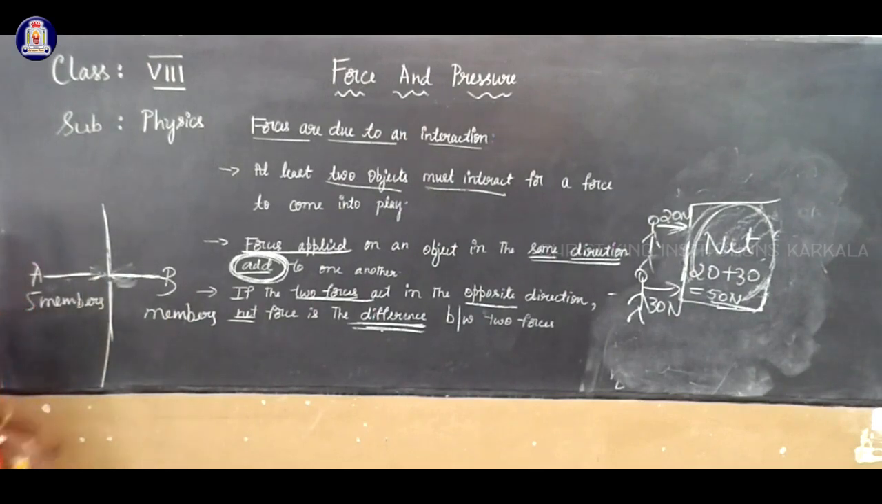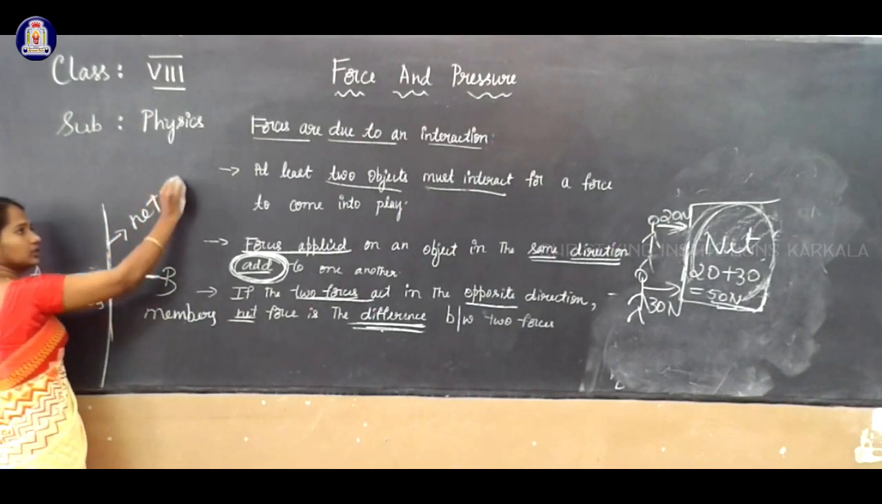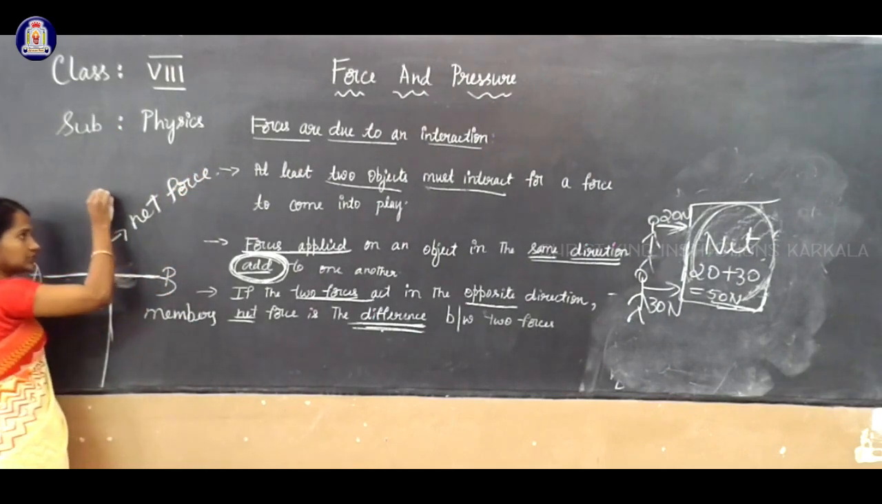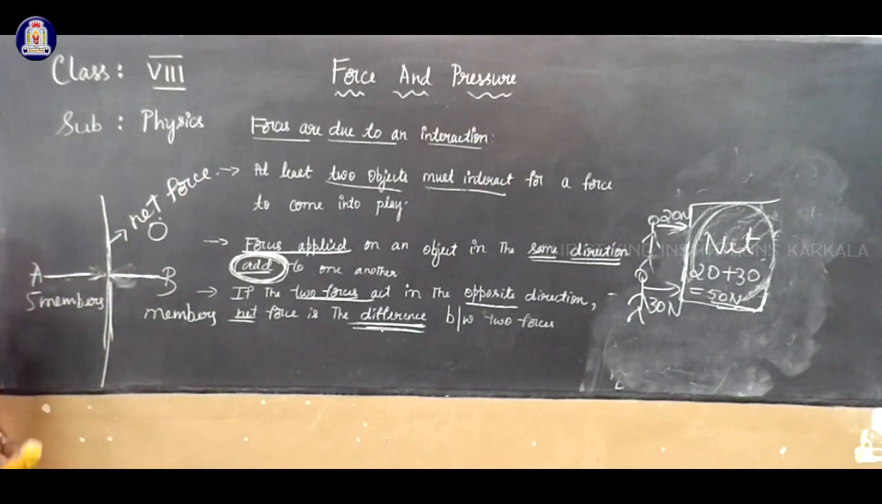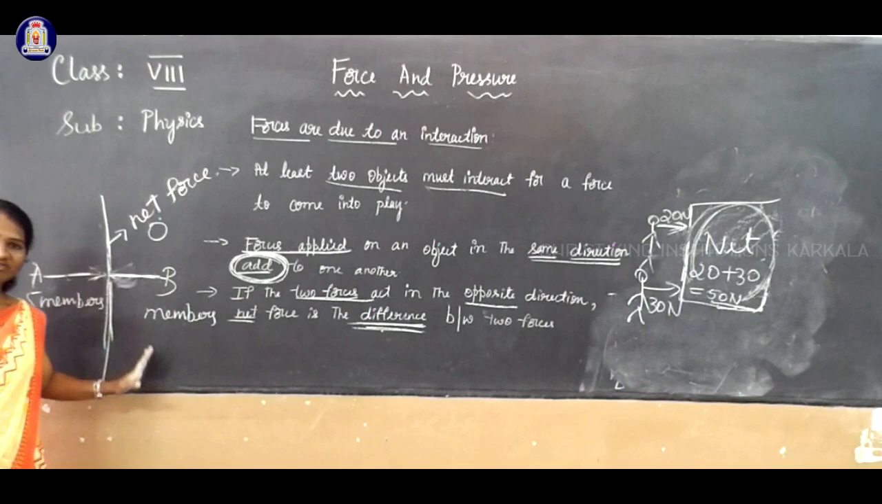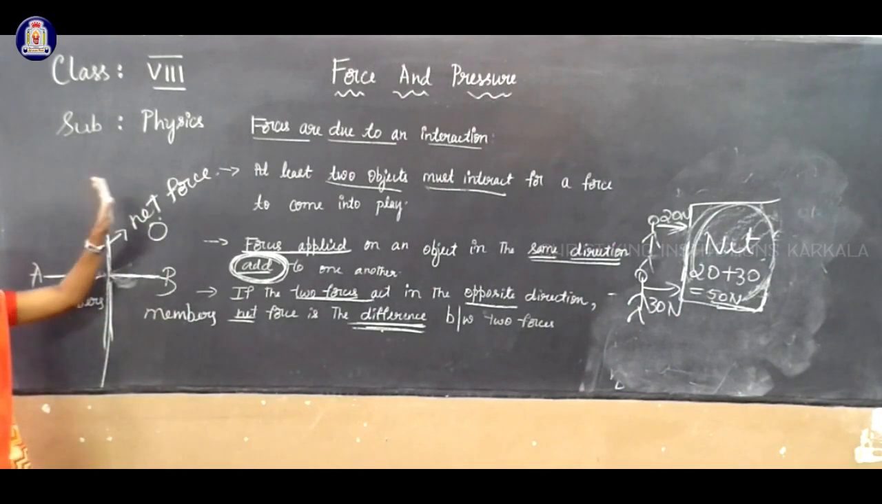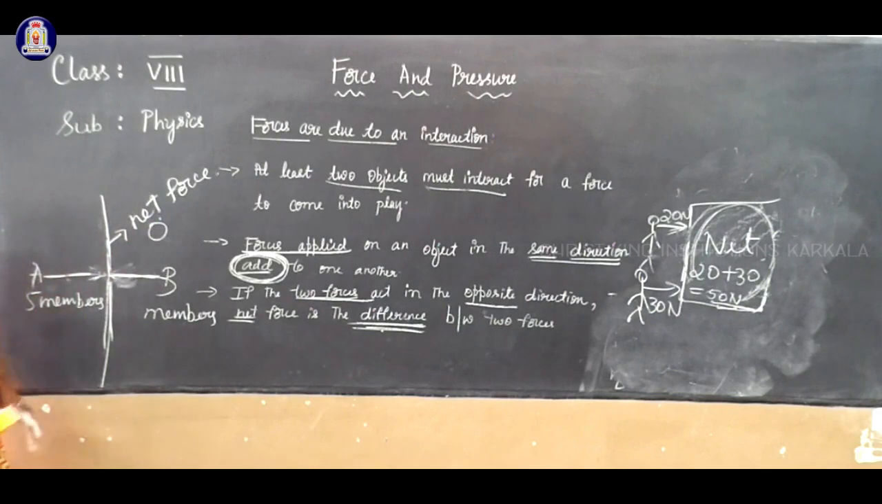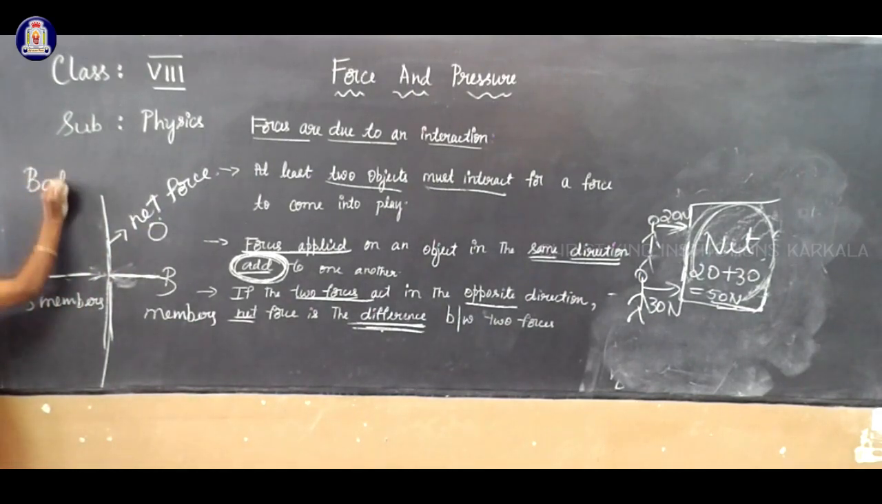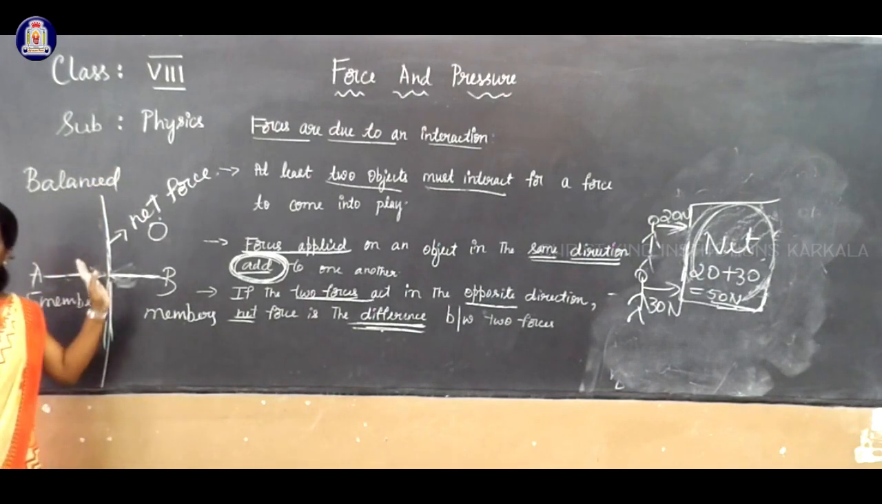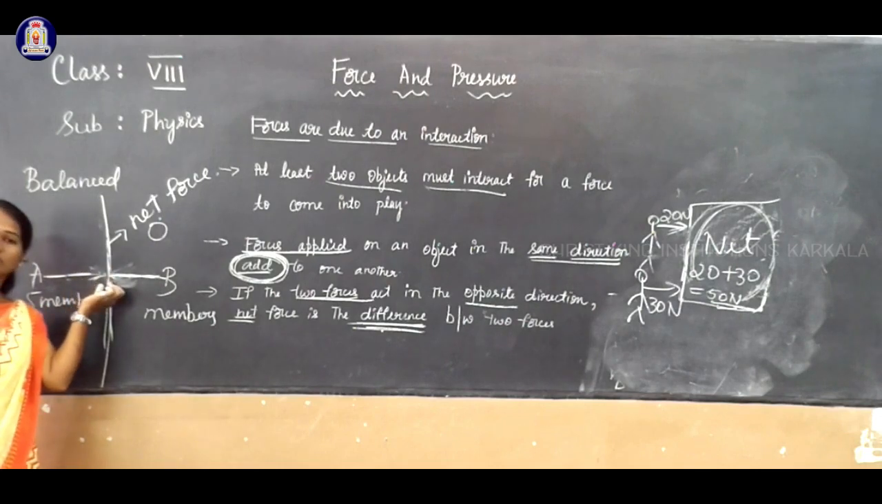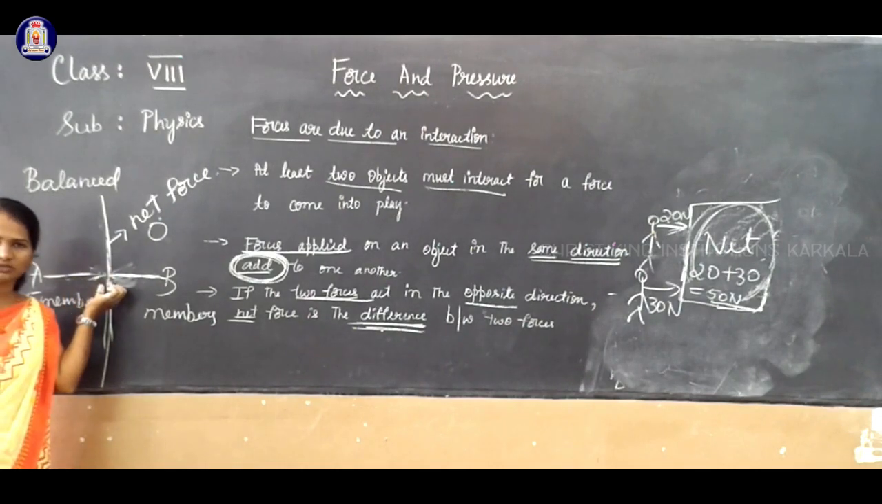Why? Because the net force acting on this rope will be 0. With the same amount of force applied by both teams, the rope does not move because the net force acting on the rope is 0. We say the forces are balanced. So we cannot see any effect of force. The rope is not moving in any direction.